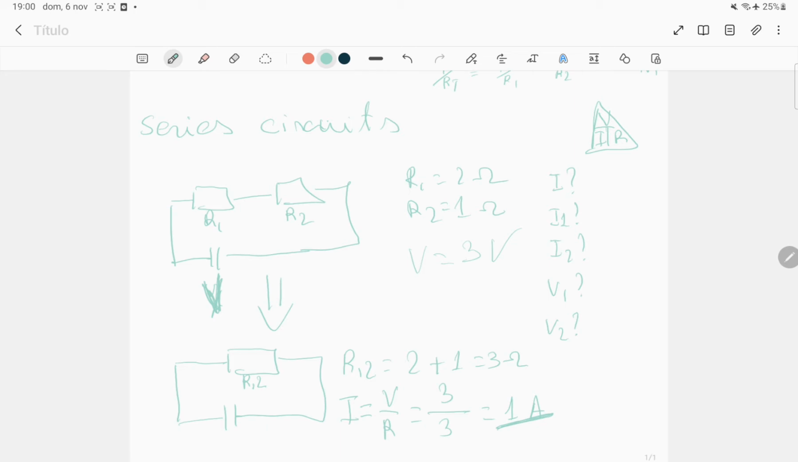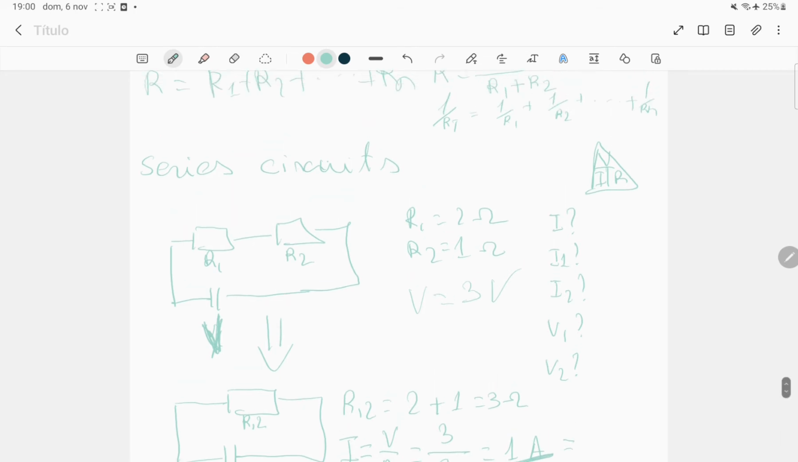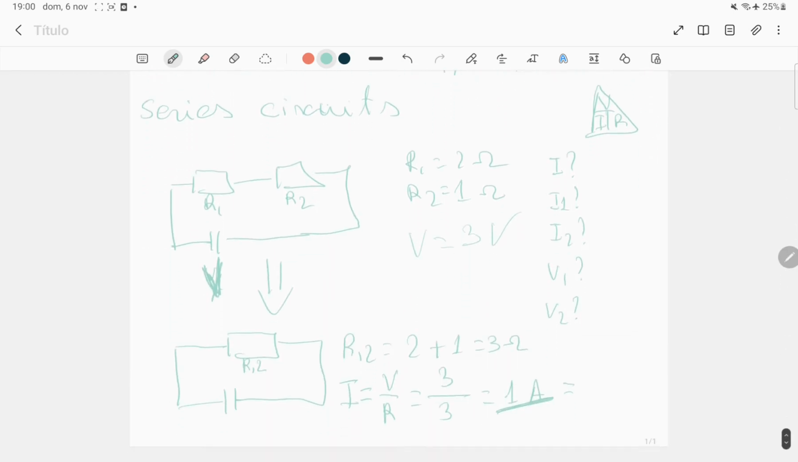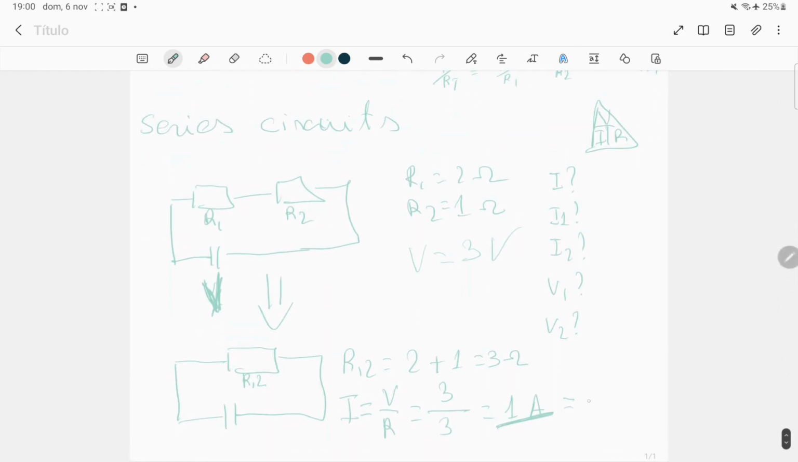Remember that the units are so important. Okay. Well, we have calculated this. Now I1 and I2. Well, it's the same, because as you remember, and as we see here, in a series one, I is the same as I1 as I2, because it's the same in every point of the circuit. So here I is the same as I1, is the same as I2. Okay.